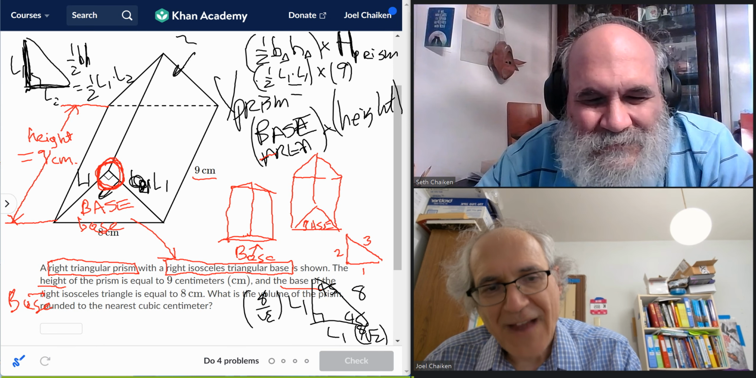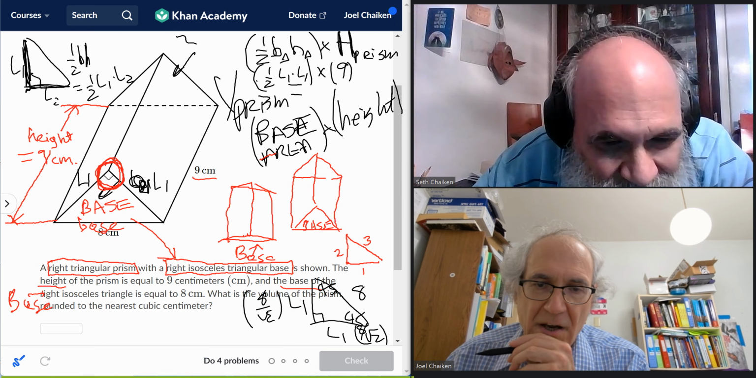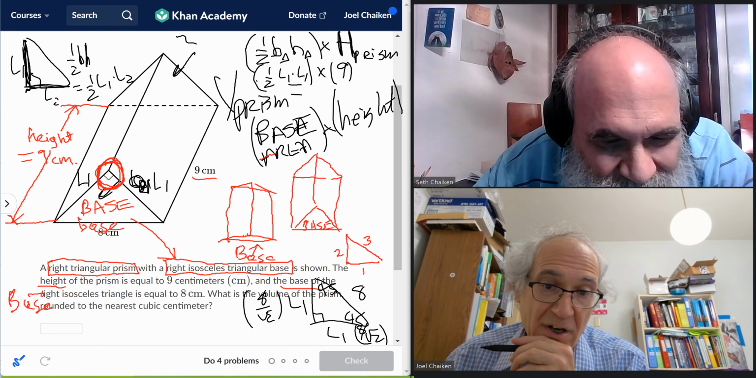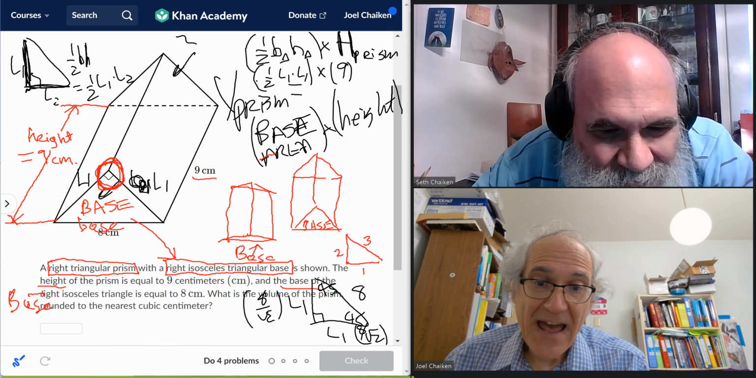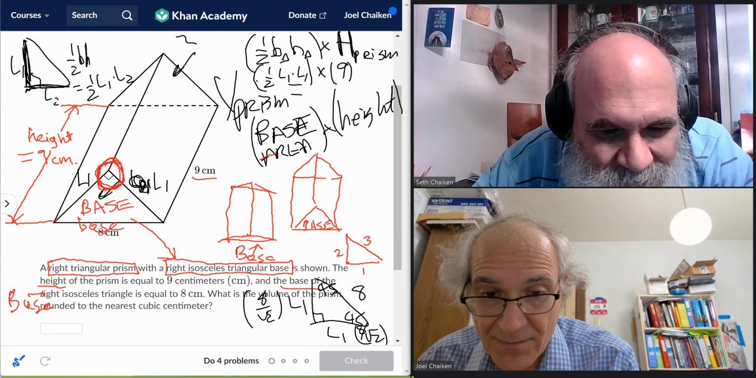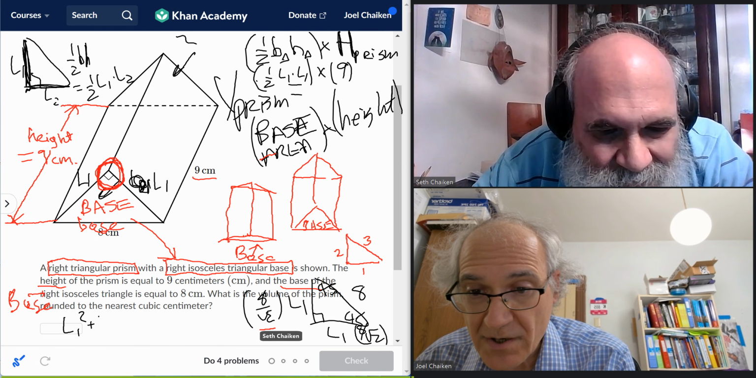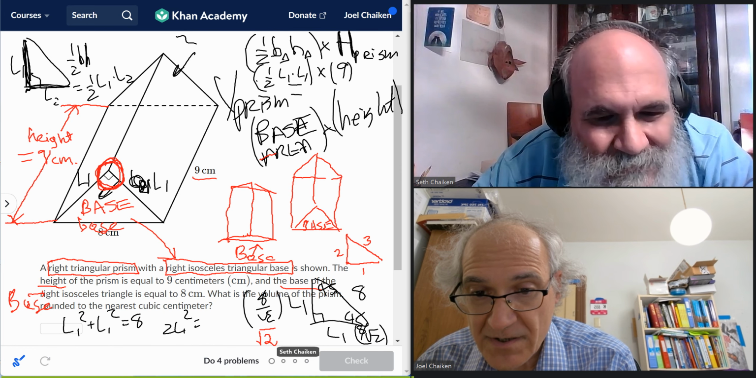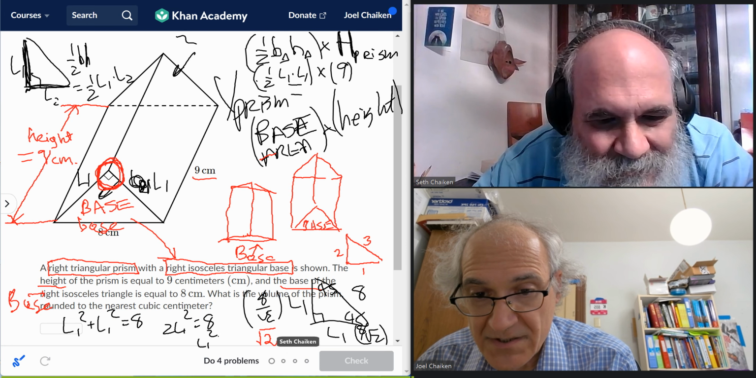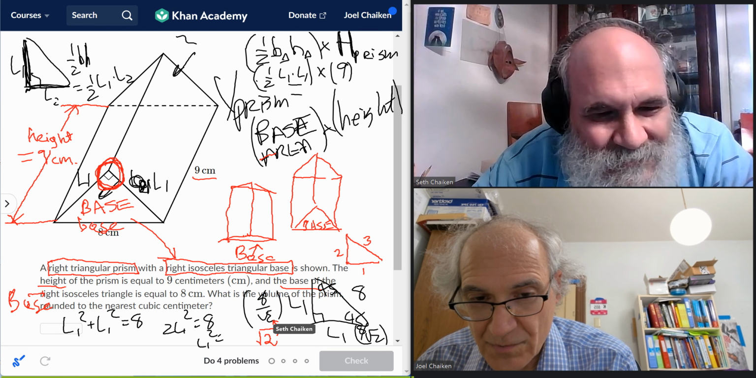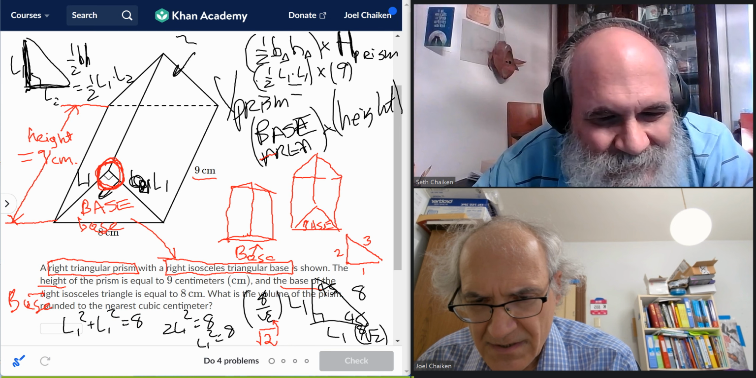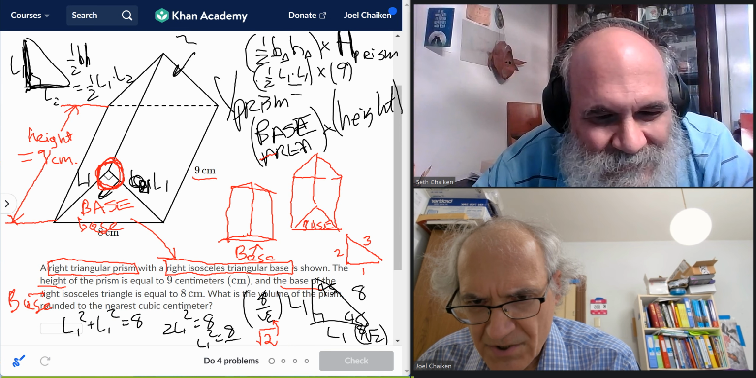Because the hypotenuse is radical 2 times the legs. So I don't like doing it this way, but it works. But let's say you don't remember that, then you can write the Pythagorean theorem because it's a right triangle. L1 squared plus L1 squared is equal to 8. So 2 L1 squared is equal to 8.